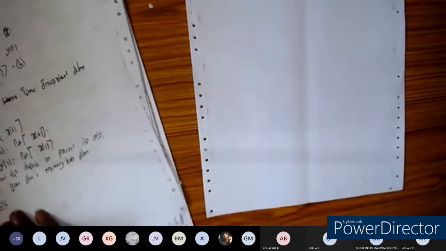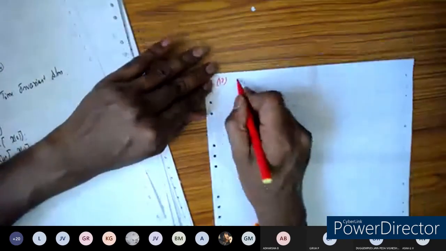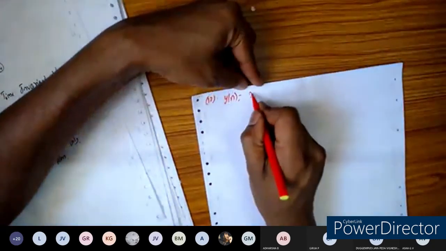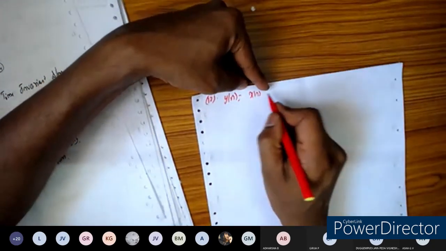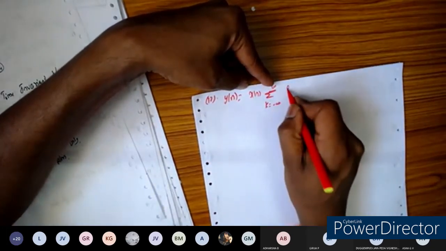Any doubts with this problem? No doubts? Okay, so take the next problem, problem number 12. In the next class, I will take some more problems and wind up this topic. Then I'll go for the next very important topic, the convolution theorem. We have plenty of problems there, so it will take much more time to solve them.